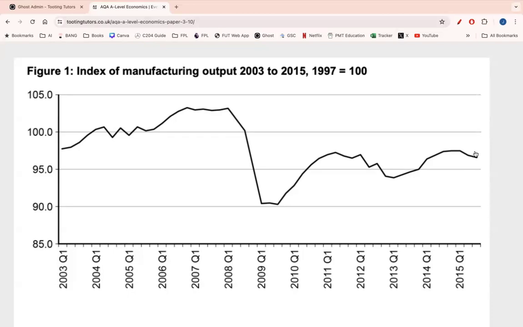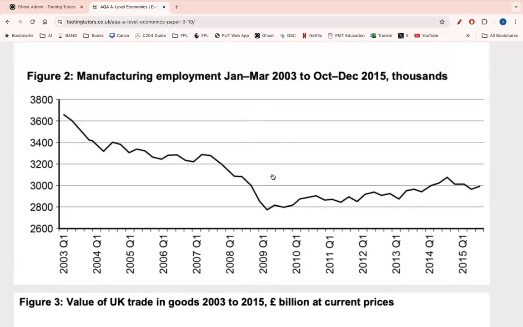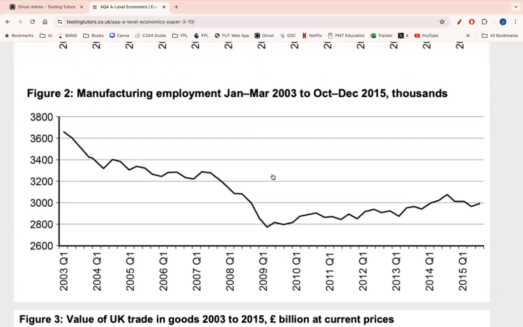Then I could evaluate very simply by saying, however, the index has been fluctuating quite a bit. For example, it only decreased by about 1.5. And also, since 2009, there has been a large increase in manufacturing output. So what happened in 2008 to 2009 could have been an anomaly. That's the type of evaluation I would use. Does that make sense? Yeah, cool. That makes sense. Perfect.